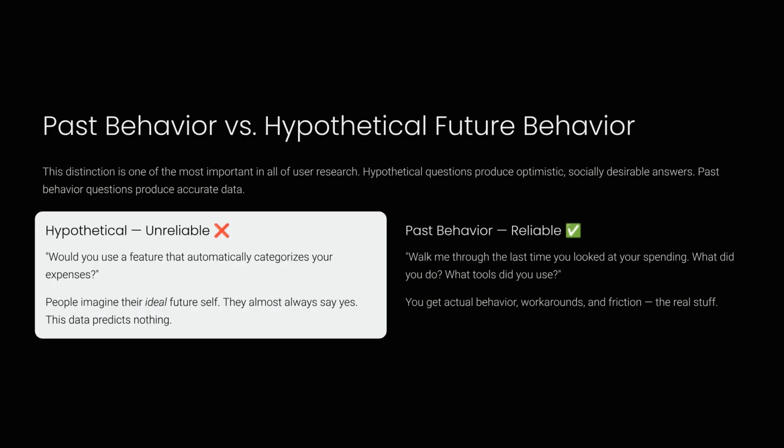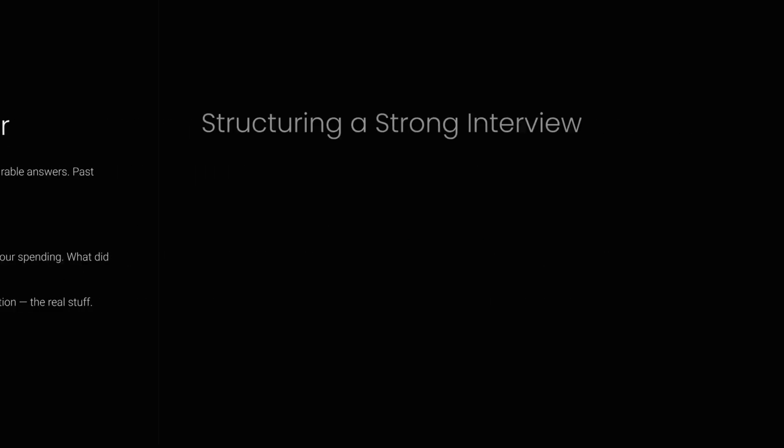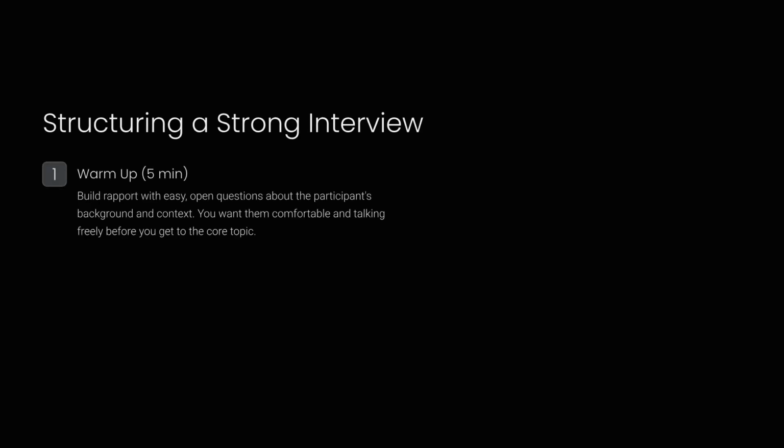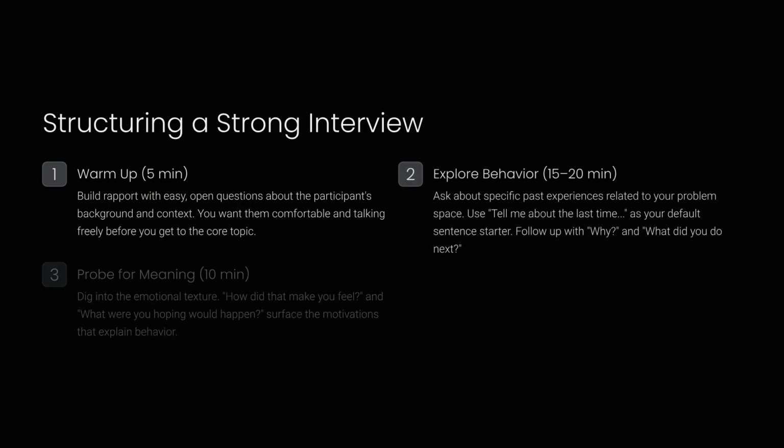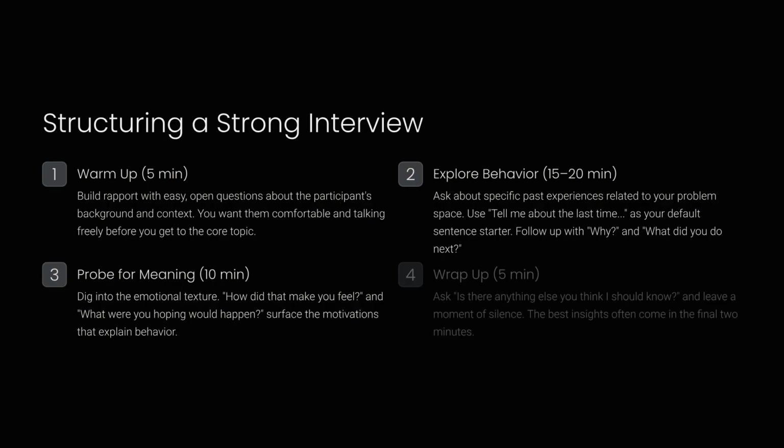Another critical distinction is between past behavior and hypothetical future behavior. Hypothetical questions often lead to optimistic but inaccurate answers. Questions about actual past experiences provide reliable data because they are rooted in what people have already done. To structure a strong interview, follow a 4-part arc: a 5-minute warm-up, a 15 to 20-minute exploration of past behavior, 10 minutes probing for meaning, and a 5-minute wrap-up where you allow time for final, often vital insights.